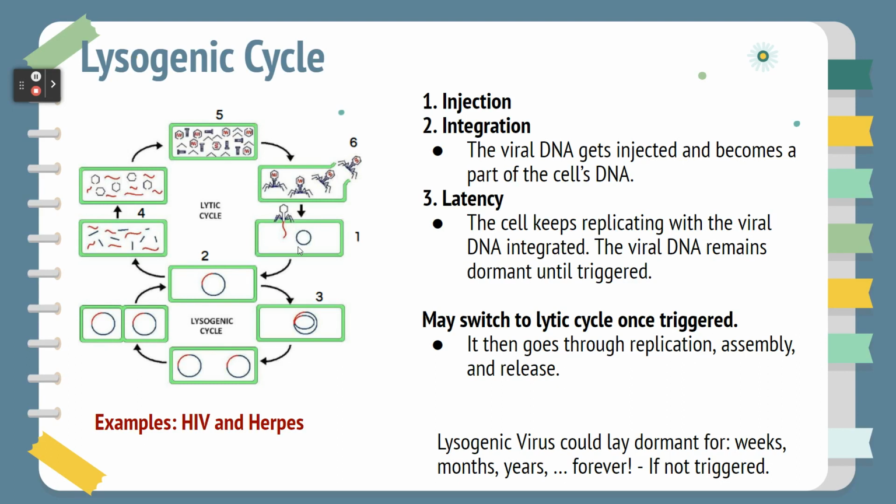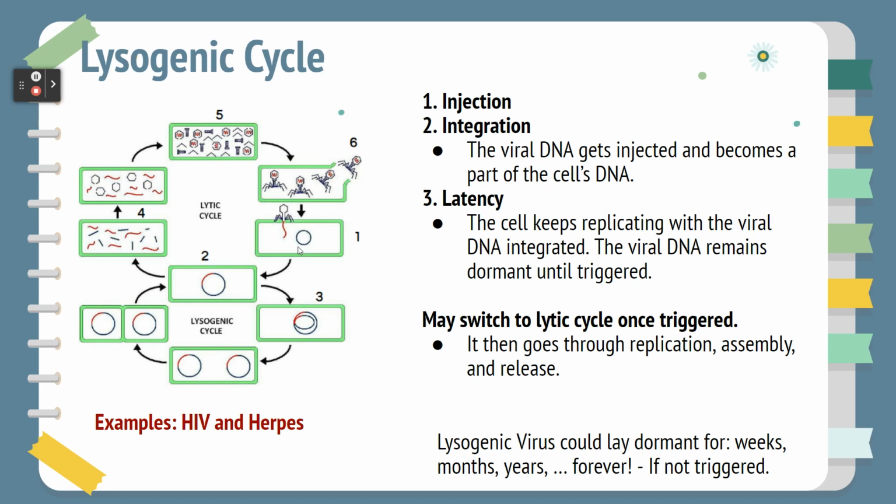Number 3, latency. During latency, the prophage remains dormant within the host's DNA. The integrated viral DNA doesn't actively produce new virus particles, and no symptoms of infection are observed during this period. Instead, the viral DNA becomes a permanent part of the host cell's DNA. It becomes a sequence of genetic material that is replicated along with the host's DNA when the cell undergoes cell division or replication. During this time, the infected organism likely will not have any symptoms and may not even know they're infected.